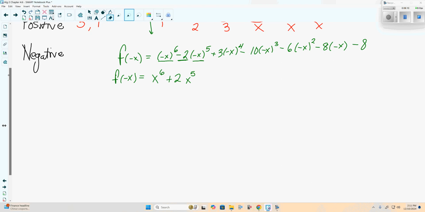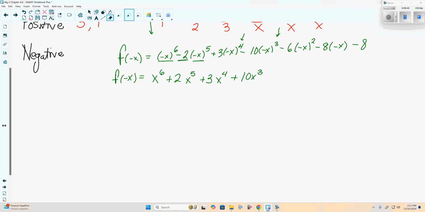If we look at the next one, the power is what? 4, which is even. So it means it's going to be x to the 4th, but we leave the sign alone. It's going to be positive x to the 4th. Our positive 3 times our positive x to the 4th is going to be 3x to the 4th. Our next exponent is 3, so it's odd, which means we're going to need to flip that sign from negative to positive. Or if it was positive, it's going to become negative.